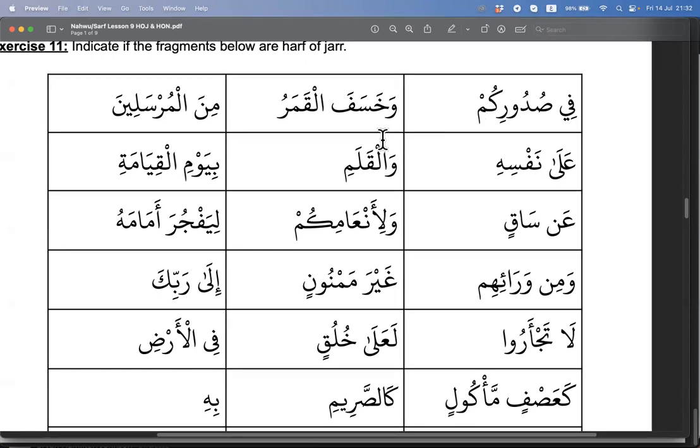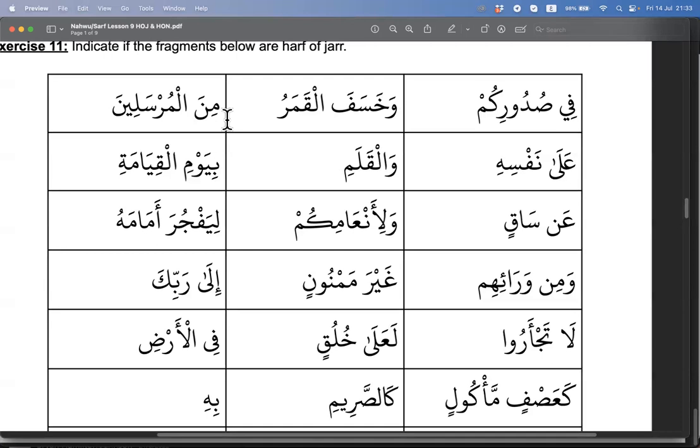Suduri is light, no alif lam, so it is mudaf ilaihi. Good. Next one. Wa khasafal qamaru. Is the waw a half of jar? If waw is a half of jar, it should make the next word jar. Is khasafa jar? No. So this is not; this is just your "and".